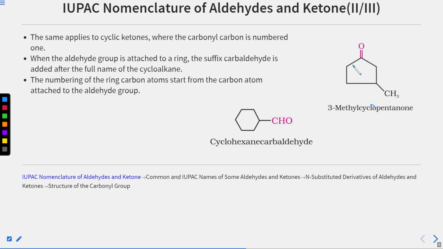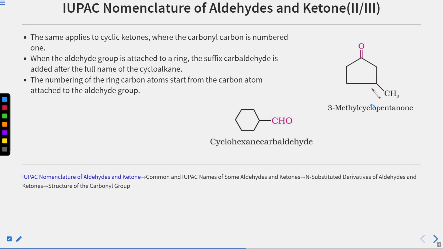Now, how many carbons are here? 1, 2, 3, 4, 5 carbons. Okay. Now we can number it in 2 ways. Let me write it clearly. What are the 2 ways?